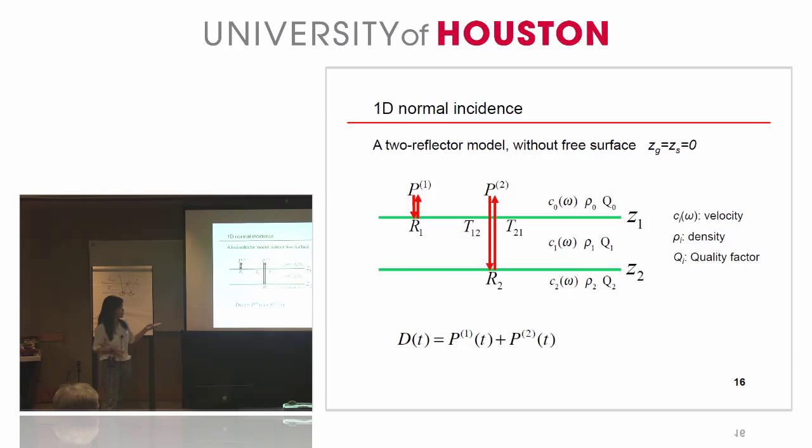These are the parameters: the frequency-dependent velocity, the density, and the quality factor. I'd like to remind you again of this factor here, because we need it to generate the data. Now in your data D(t), you will have these two primaries, P1 and P2, where R is the reflection coefficient and T is the transmission coefficient. Okay, so now we have our data.